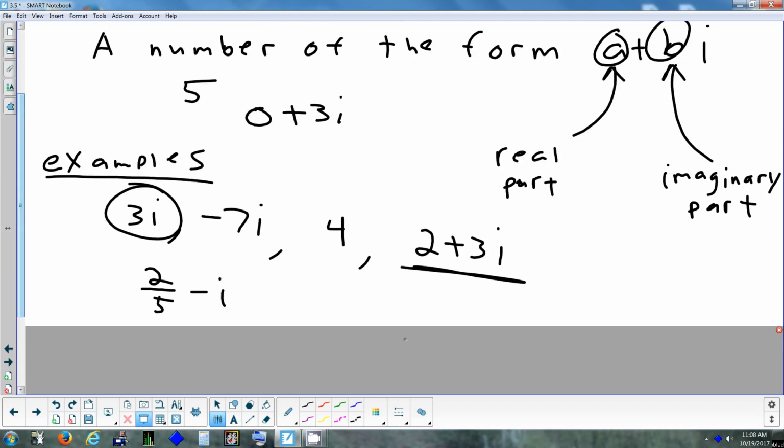Okay, and here's another example. Real part 2/5. Just because there's no number in front of i doesn't mean there isn't one there. If there ever isn't a number, pretend it's a 1. Just like with variables, even though i is not a variable. With variables, we do the same thing.